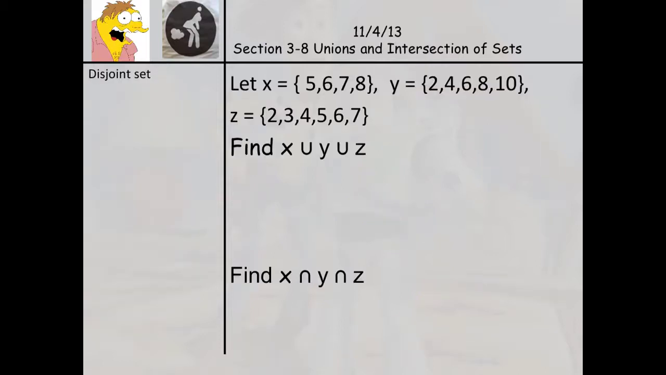Now I'm going to let you guys try this. Go back and look at what we did before, and we're going to find union and intersection of sets. I think the only difference here is that we have more than one set combined. So X is going to be the set of 5, 6, 7, and 8. Y is going to be the set of 2, 4, 6, 8, 10. Z is going to be the set of 2, 3, 4, 5, 6, and 7. And for the first one, I want you to find the union of X and Y and Z. And then we're going to find the intersection of X, Y, and Z in the second problem.